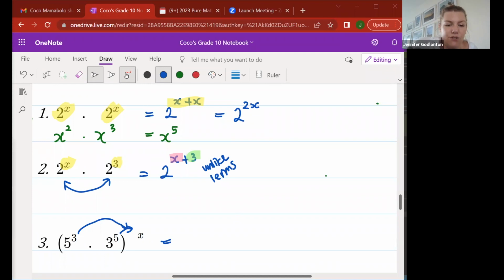Think about what we do when we take a power to a power. If I had a smaller example, like x squared to the power of 3, what would we do? Would we divide? That would become x to the power of 6. So think about what we did there.